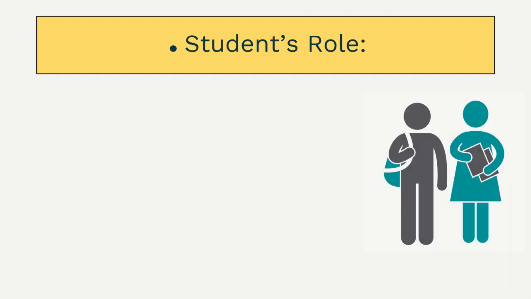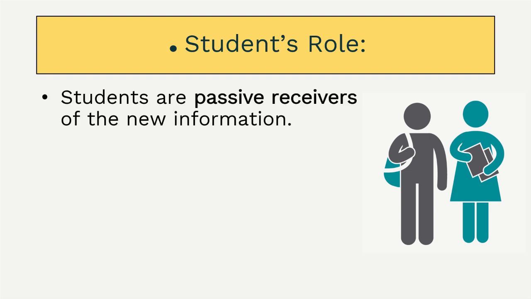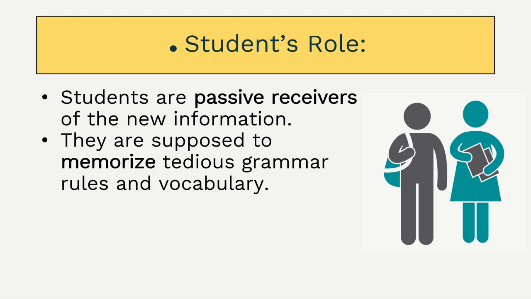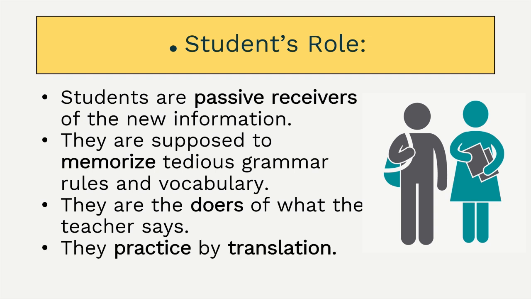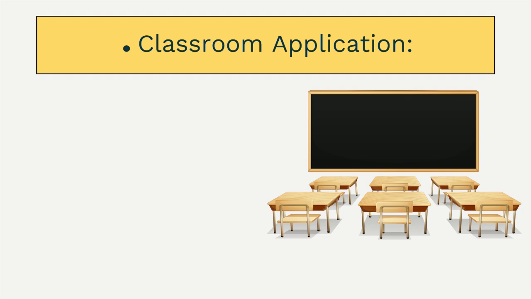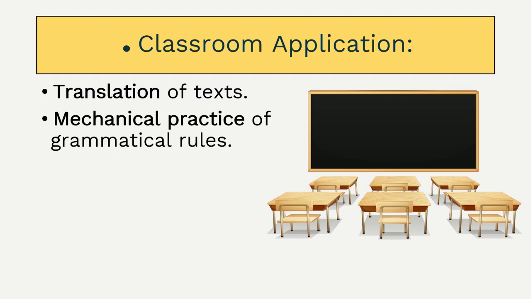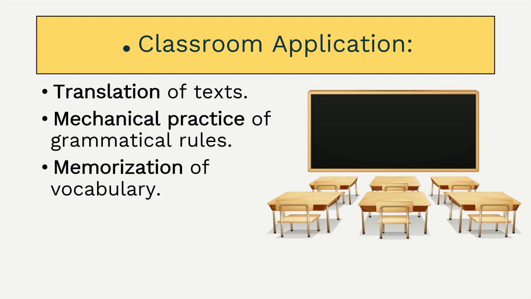Now let's move to students' role. Students are passive receivers of the new information. They are supposed to memorize tedious grammar rules and vocabulary. They are the doers of what the teacher says, and they practice by translation. Let's now move to classroom application. The first one is translation of texts, mechanical practice of grammatical rules, memorization of vocabulary, and then composition.